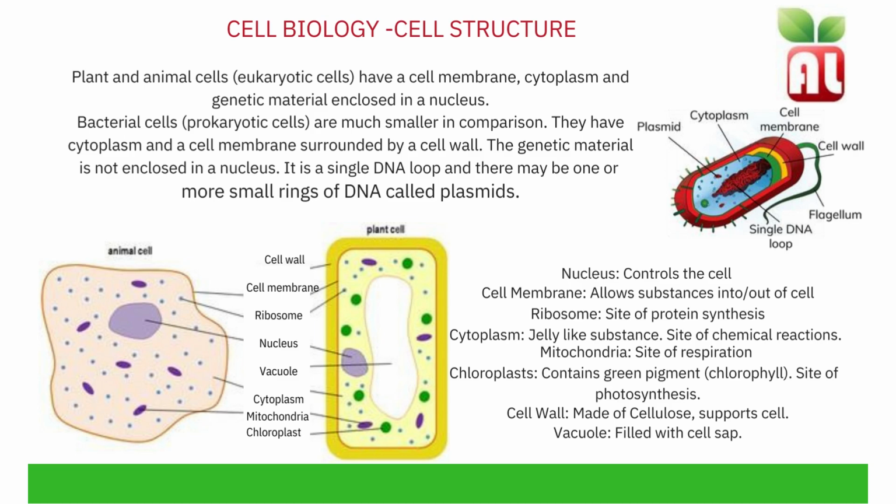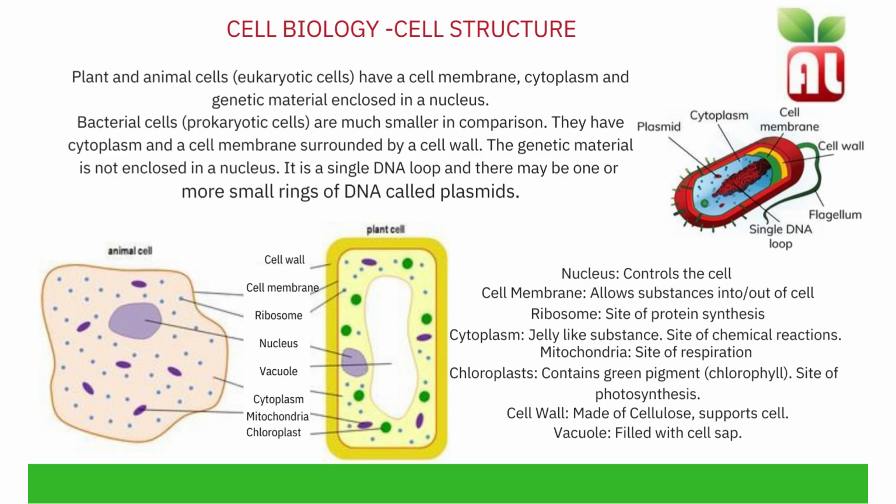Eukaryotic cells are larger and more complex in structure than prokaryotic cells. An example of a prokaryotic cell is a bacterial cell. These are much smaller in comparison. They have a cytoplasm, a cell membrane, and are surrounded by a cell wall.